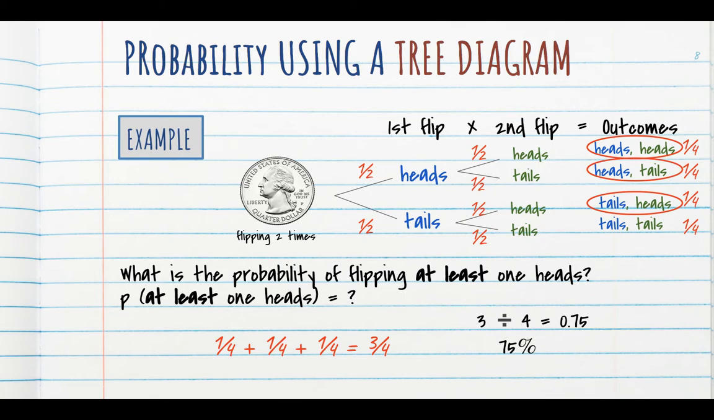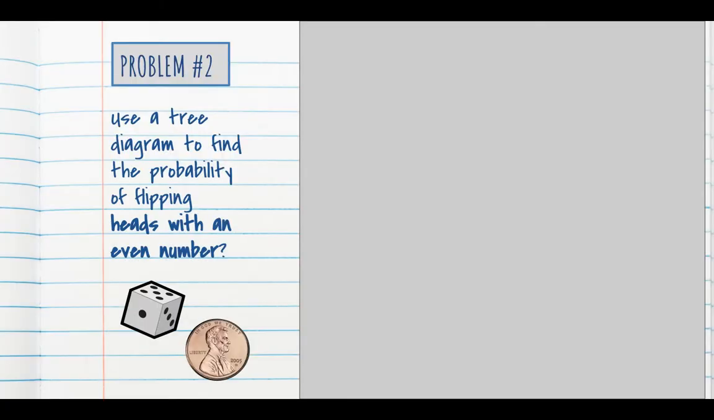Now I have one for you to try. I first want you to make a tree diagram of rolling a die and flipping a coin. Then use that tree diagram to find the probability of flipping heads with an even number. Press pause while you're working this problem, and then press play when you're ready to check your work.